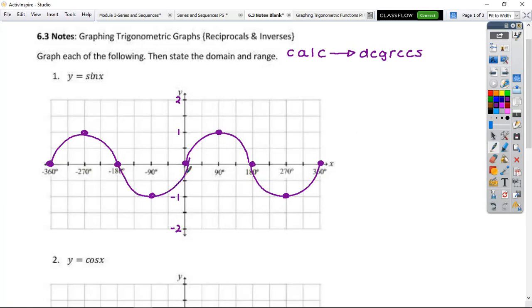And again, there is your sine curve. Now what you need to do is state your domain and your range. And I will give you some options here as well. You can pick what you prefer.